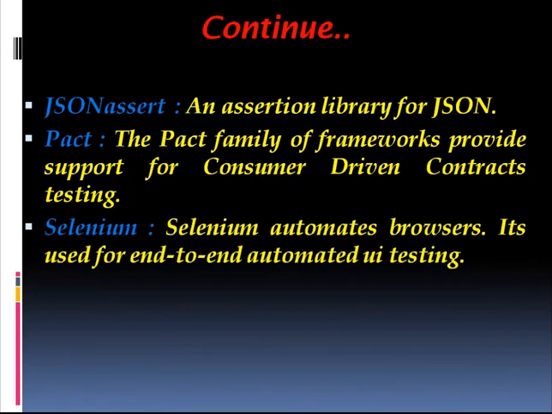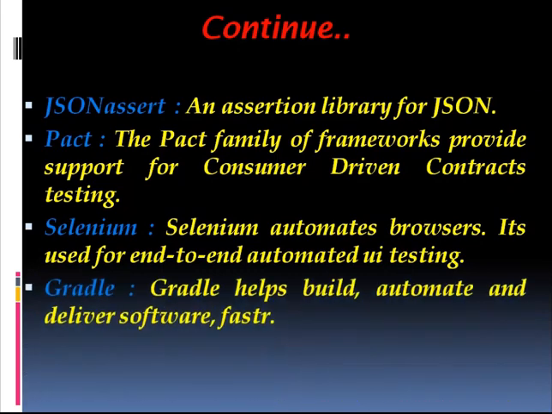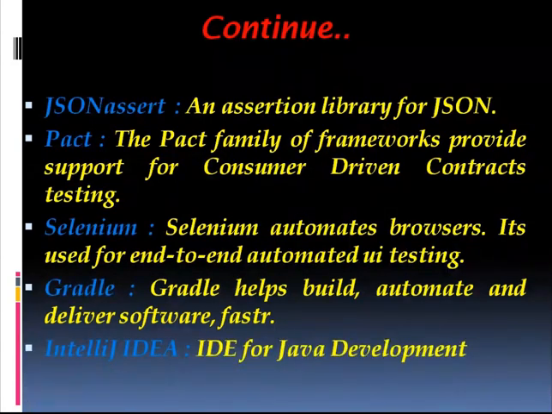Selenium automates browsers. It's used for end-to-end automated UI testing. Gradle helps build, automate, and deliver software faster. Gradle and Maven are build tools to automate and deliver the software faster. IntelliJ IDEA, Eclipse, NetBeans, and STS (Spring Tool Suite) are IDEs for Java development.